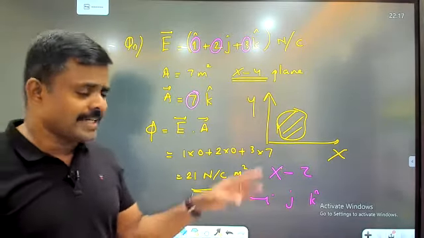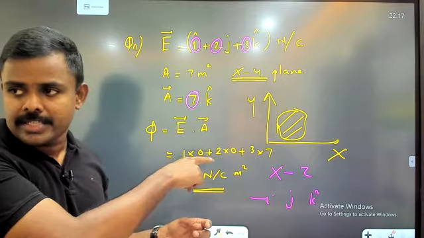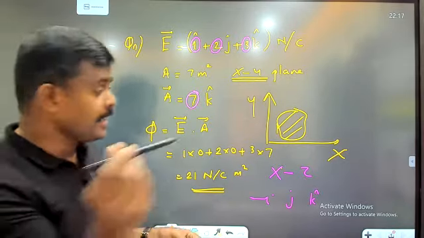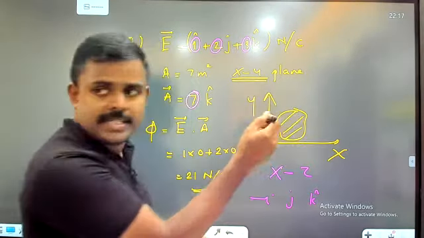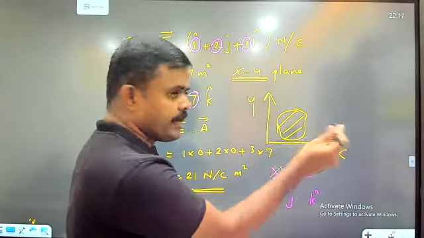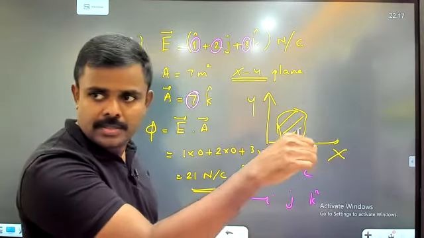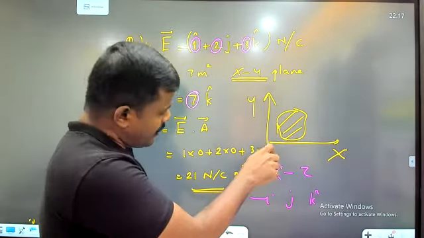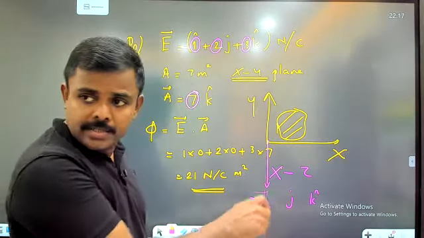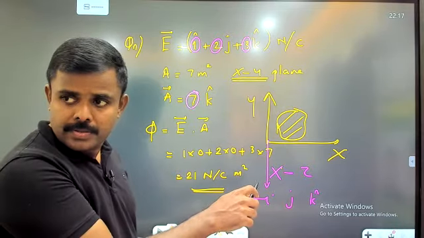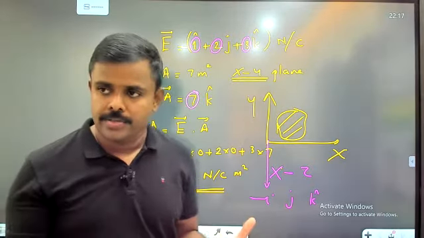Negative is not to be taken, magnitude alone is sufficient. If you take the inward area vector, it is negative k cap. I took outward as positive k cap. So y also, y is negative j cap here. It's fine, no issues. It's up to you.